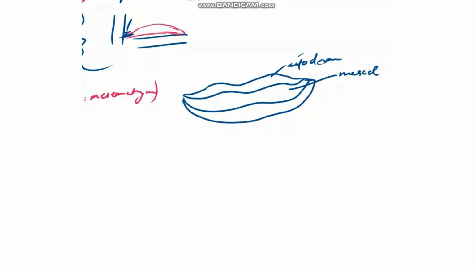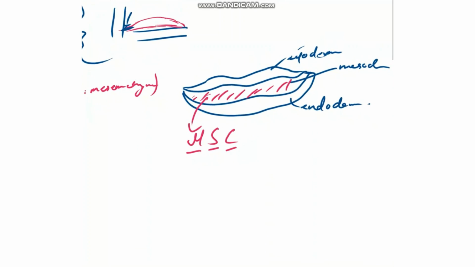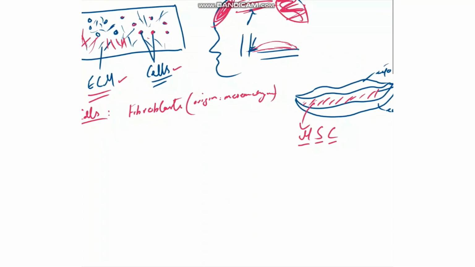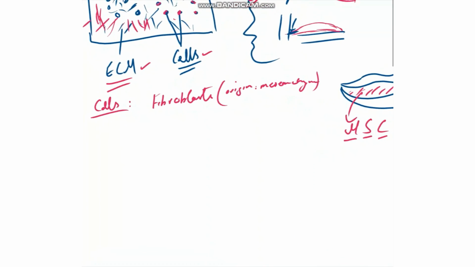mesoderm, and then endoderm. Okay, and this mesoderm part would primarily be your supplier of the mesenchymal stem cells, or as they're called, MSCs: M for mesenchymal, S for stem, and C for cells. These are pluripotent stem cells, meaning they have the ability to divide and form any type of cell in the body. And the fibroblasts originate from the mesenchyme. So one of the cell types that may be present in the connective tissue is the fibroblast.